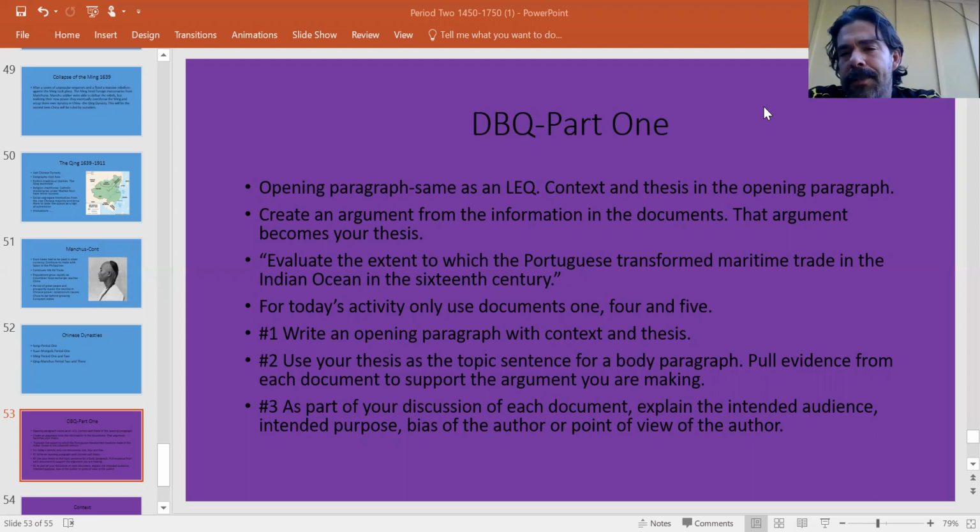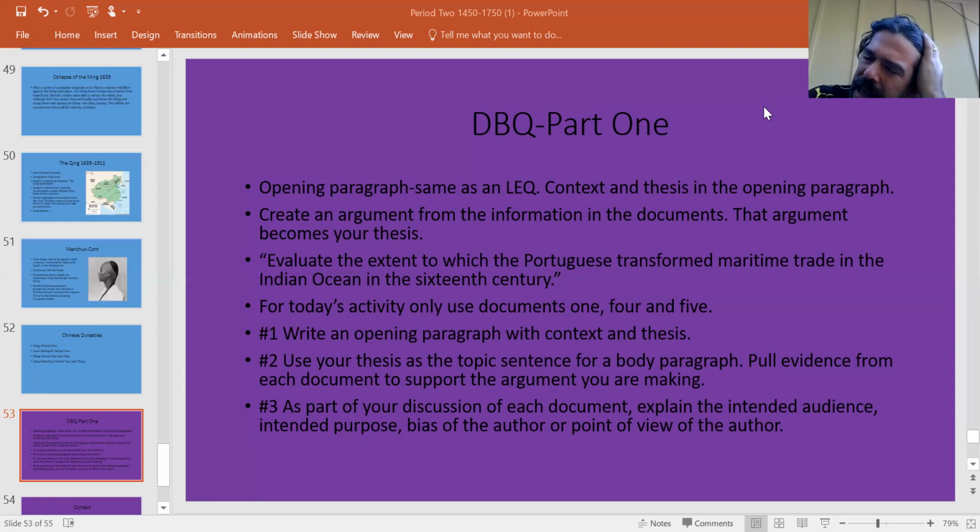So the types of prompts are very, very similar. This question says, evaluate the extent to which the Portuguese transformed maritime trade in the Indian Ocean in the 16th century. So you're going to get a bunch of documents about this. They're all going to be from the 16th century. And this is an evaluate the extent of change question. It drives me crazy when they tell us to teach the language of a prompt a certain way and they change the language of the prompt itself. This really should say evaluate the extent to which the Portuguese changed maritime trade. And then the argument could be, well, they changed it a lot, and here are the different ways they changed it. Or, despite their attempts, these are the things in maritime trade that they didn't change. And again, you can only use information in the documents to support this.